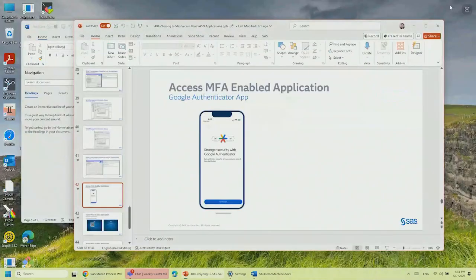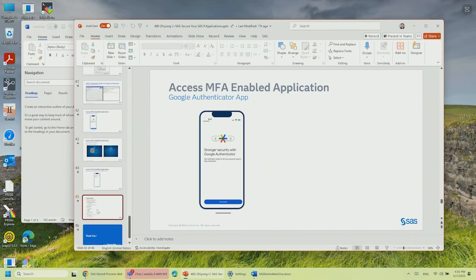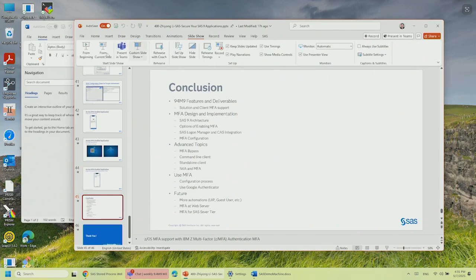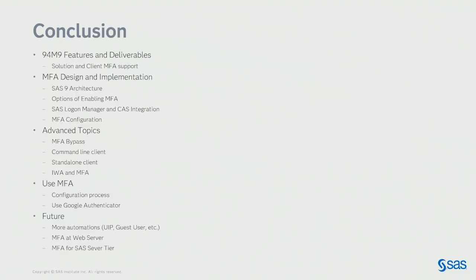Now I'm going to get to my slides, and so basically, conclusion. What I communicated with you today is our main features, what happened with our solution and the client, desktop clients, and how that's implemented. We use SAS Logon Manager with CAS. I talked about several bypass policies, several advanced topics, and I showed you the demo, going through the SDW screen. Hopefully you can take this information with you, and when you need to start deploying 9.9 and enable MFA, that will be handy for you.